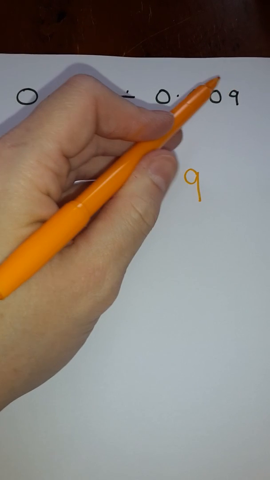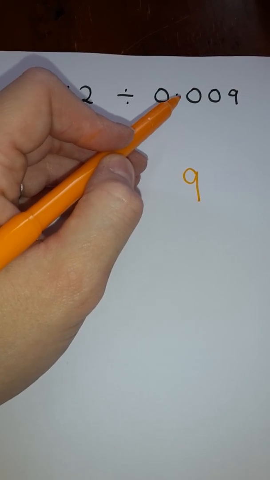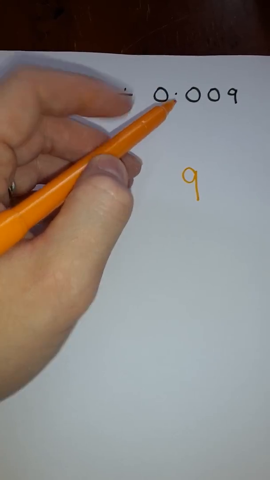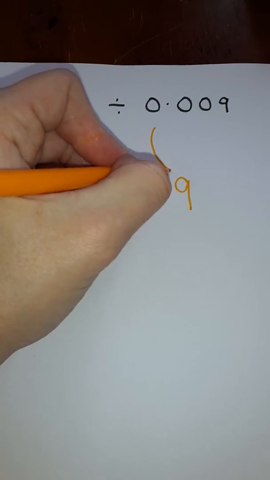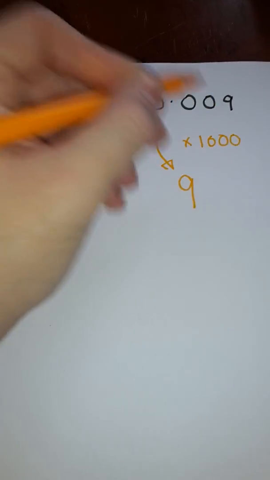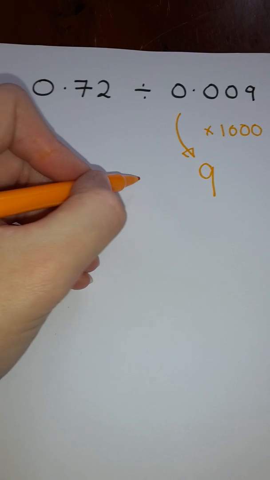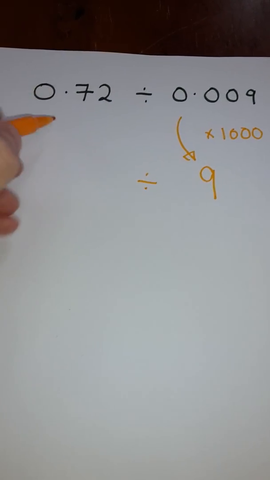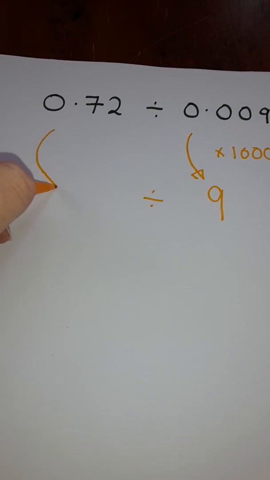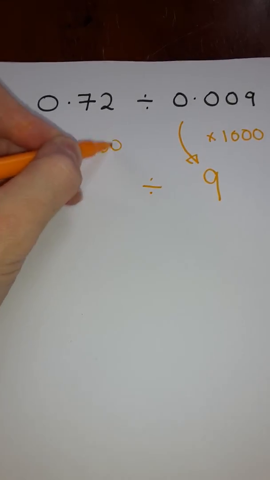So my 9 has to move 1, 2, 3 spaces. Remember that the decimal point doesn't count as a space. So we're going to have to multiply by 1,000 because we need it to move 3 spaces. Now, to keep them in the same ratio, and I'm going to explain why in a second, we need to multiply this one by 1,000 as well.